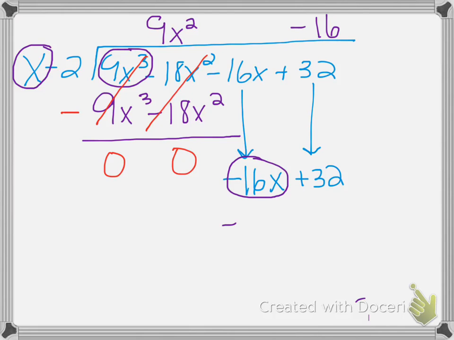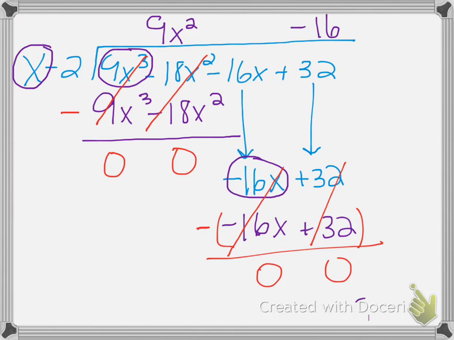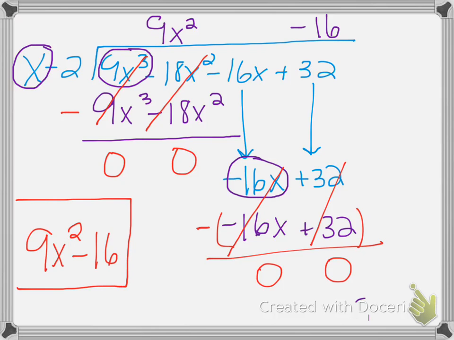32. Same process. How do I get from x to negative 16x? The answer to that question is multiplying it by negative 16. Once I multiply it, once again, I'll see that I have the same two things, negative 16x plus 32. When you subtract two things that are the same, you're going to get 0. Now I have a remainder of 0, so all I do is take what's on top of my division bar and write it out. 9x squared minus 16 is my answer.